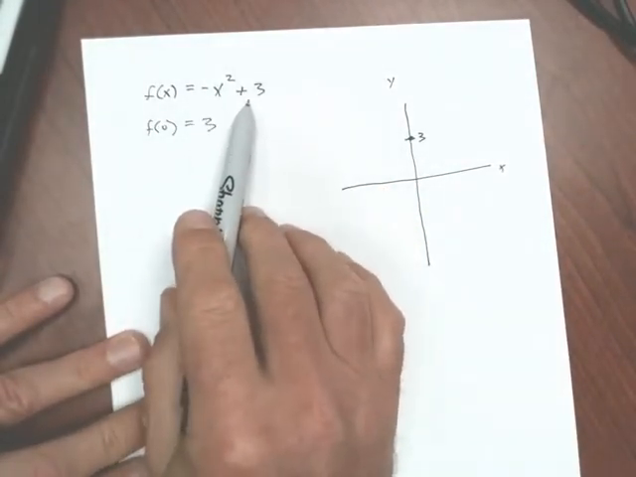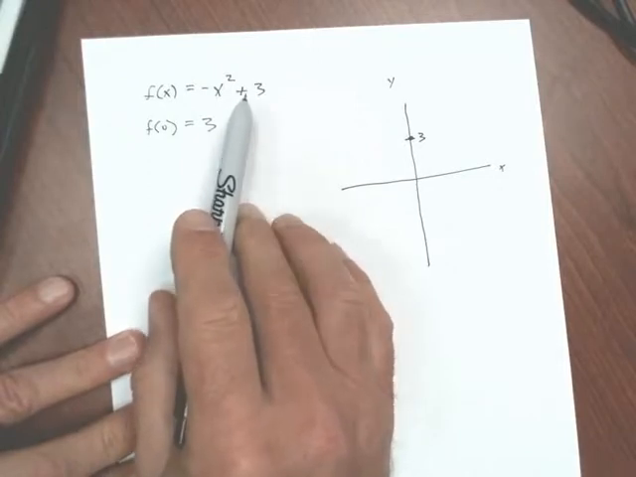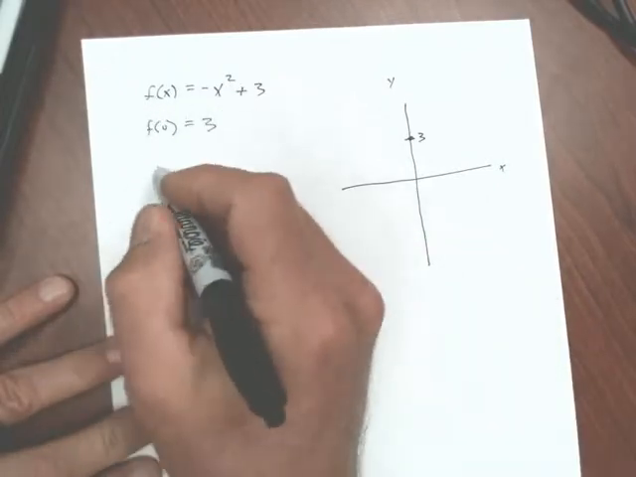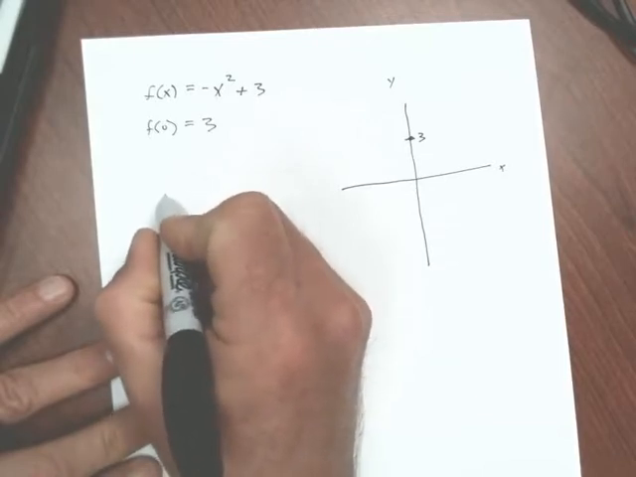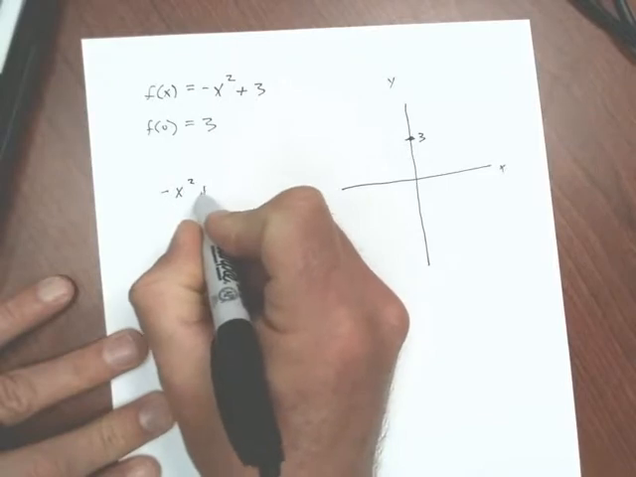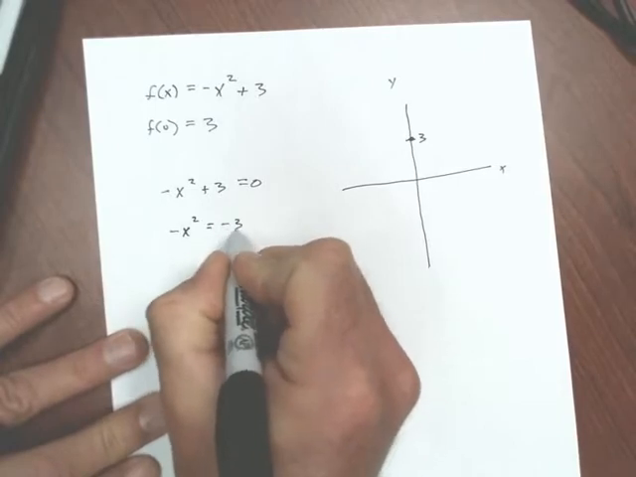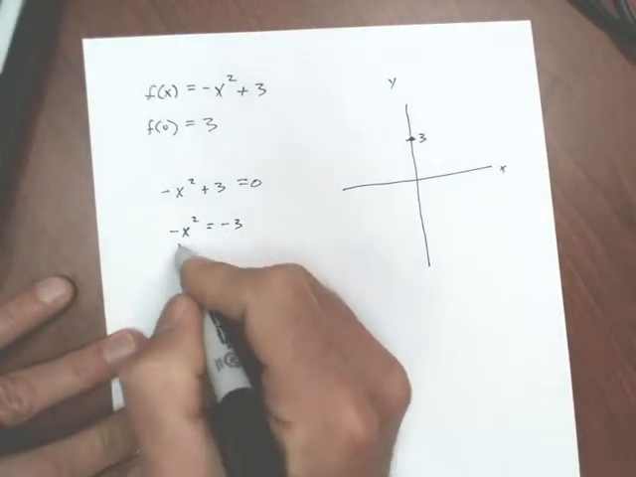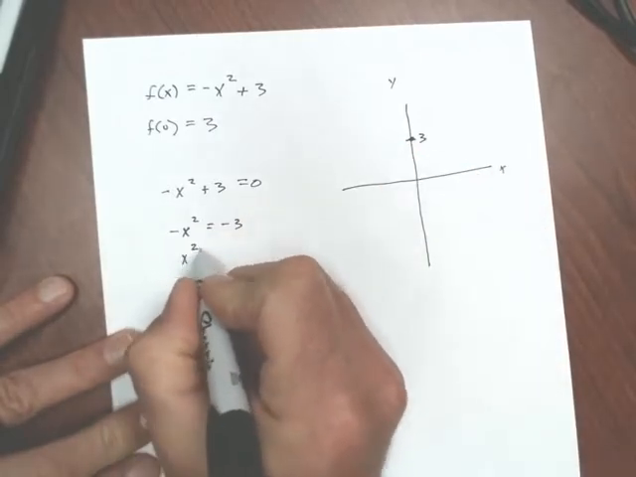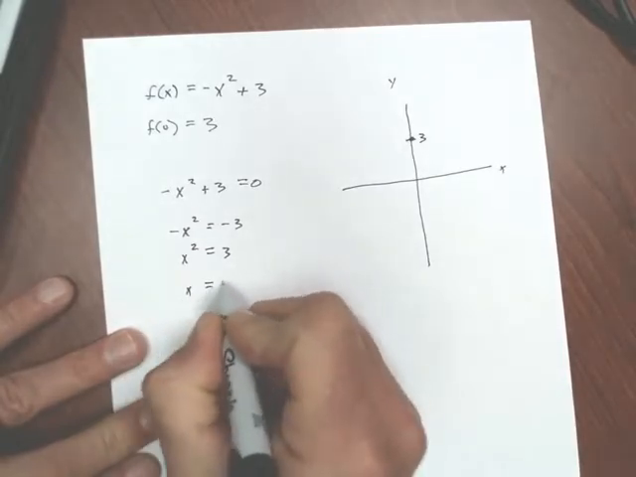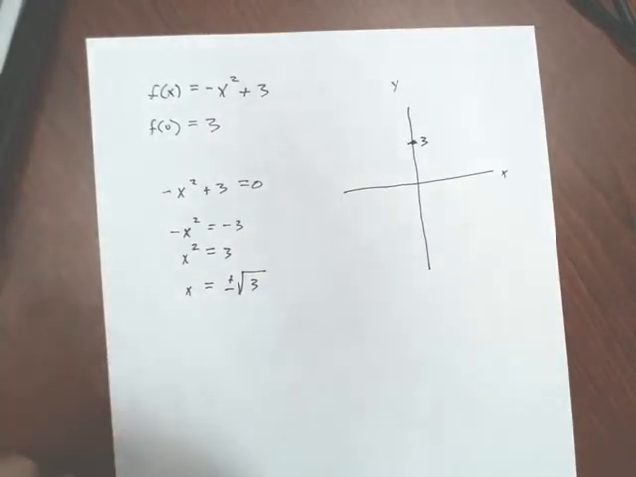Now, how do we solve this? Again, we don't need the quadratic formula because we don't have a proper quadratic function. What do we have? When we set y equal to 0, we get negative x squared plus 3 equals 0. This means negative x squared equals negative 3. We can divide through by -1 or multiply through by -1, doesn't matter. This gives us x squared equals 3. This means x equals plus or minus the square root of 3.